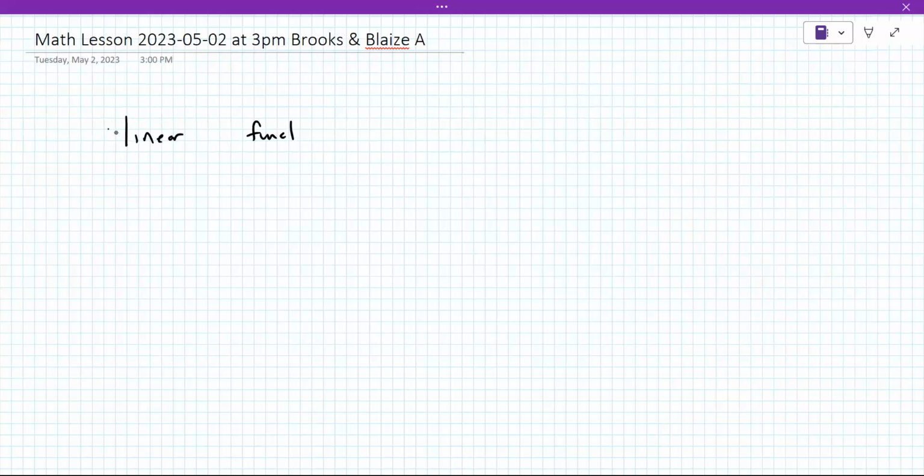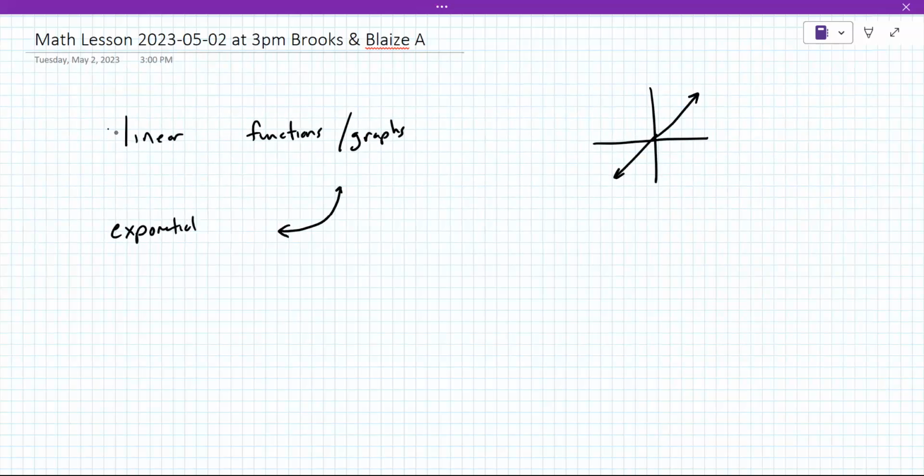Linear functions or linear graphs. Okay, linear means the line, right? That's a line, but not everything is linear. Some things are exponential. Exponential has got sort of a curve to it. They're not the same as quadratics, but they grow, okay? And they grow at a certain rate, all right?